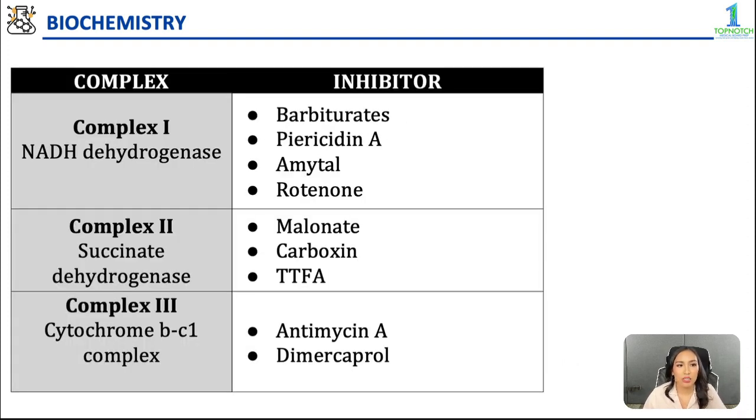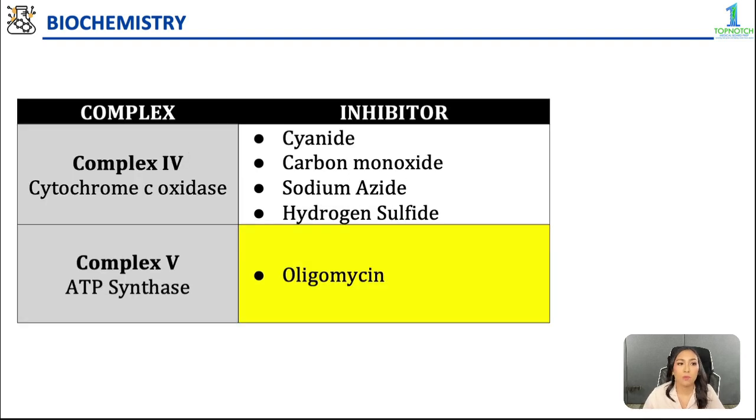Okay, let's look at the different complex inhibitors. For complex 1, you have the barbiturates, pyridine A, amytal, and rotenone. For complex 2, you have malonate, carboxyl, and TTFA. For complex 3, you have antimycin A and dimercaprol. For complex 4, you have cyanide, carbon monoxide, sodium azide, hydrogen sulfide. Complex 5, which pertains to the question, it's ATP synthase, is oligomycin.